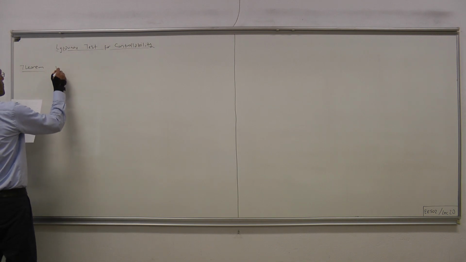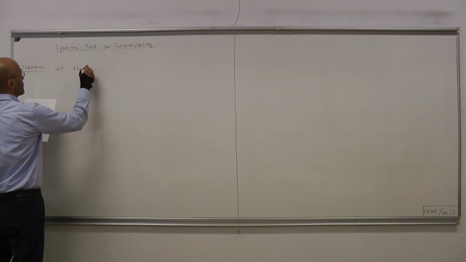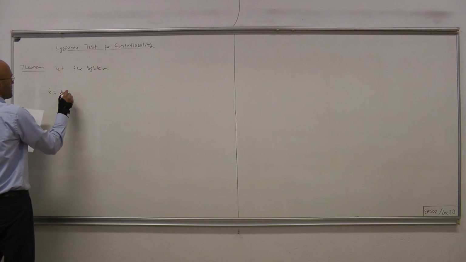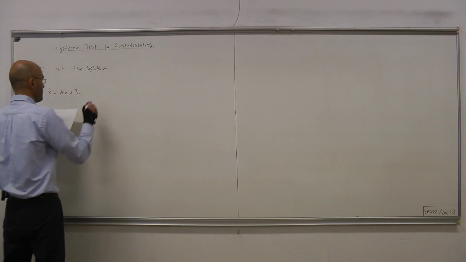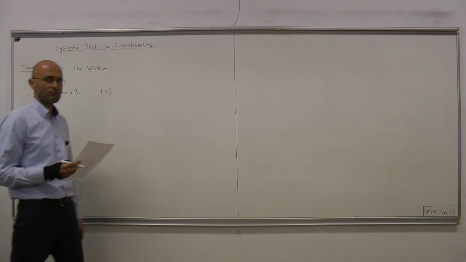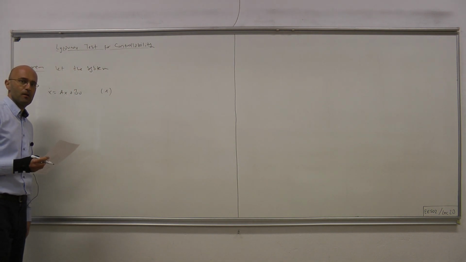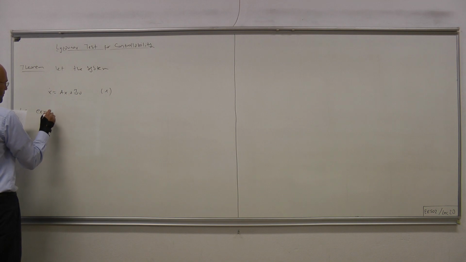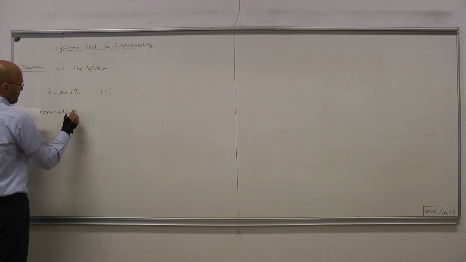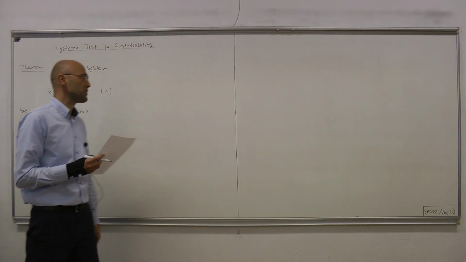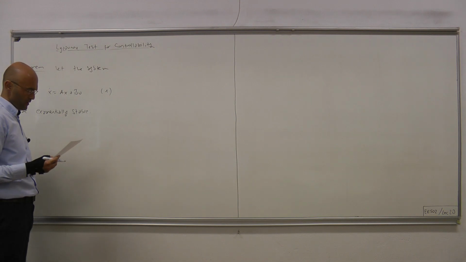Okay, so consider the following system: x dot equals Ax plus Bu. Okay, our LTI system, and we're going to assume that this system is exponentially stable in the sense of Lyapunov. Suppose so. Let the system be exponentially stable. In other words, all the eigenvalues of the A matrix are with strictly negative real parts.